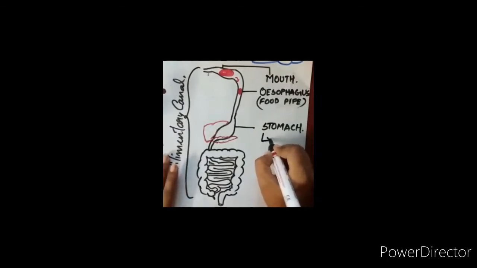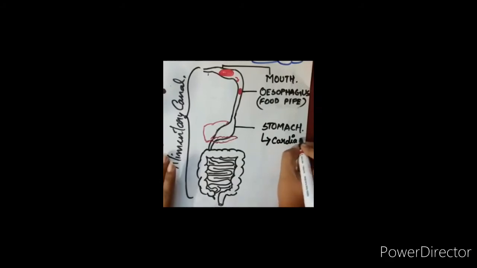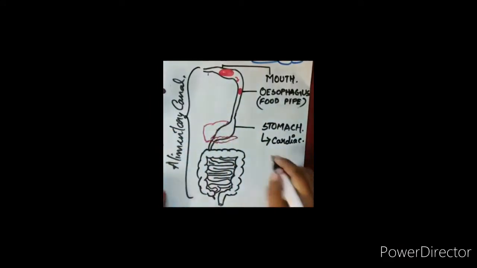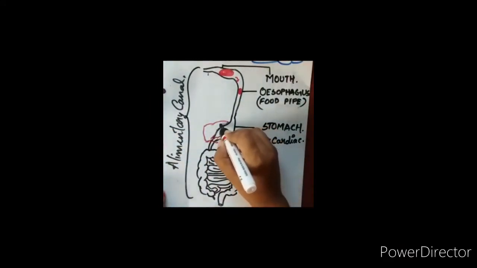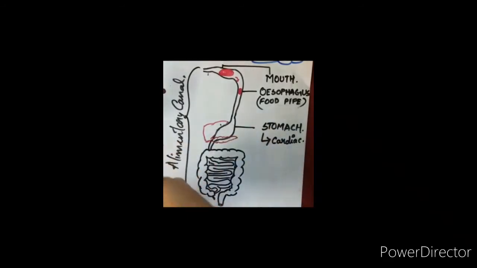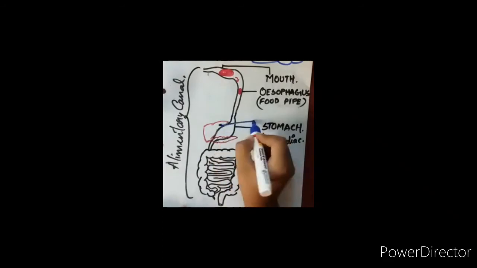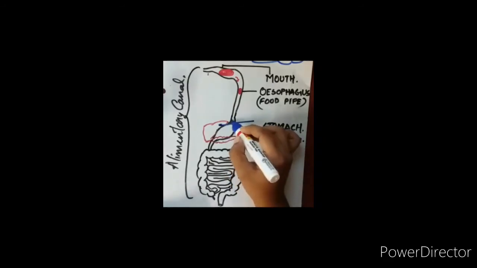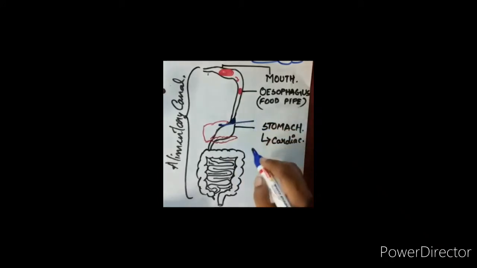The first section is the cardiac. Don't think about the cardiac muscle. I'm not talking about the muscles, I'm talking about the position. Cardiac is present where the esophagus opens into the stomach. For example, this portion is known as cardiac.